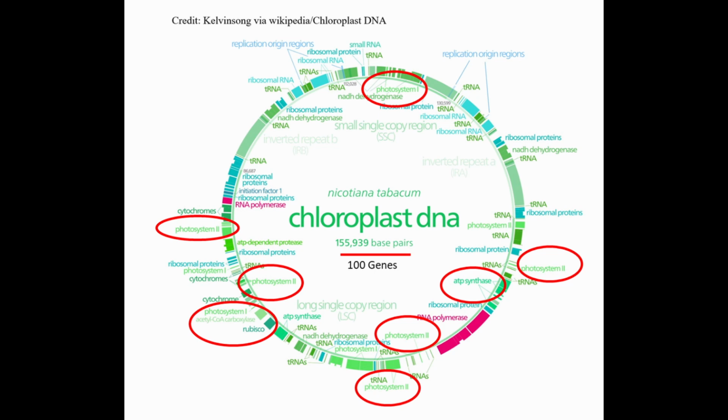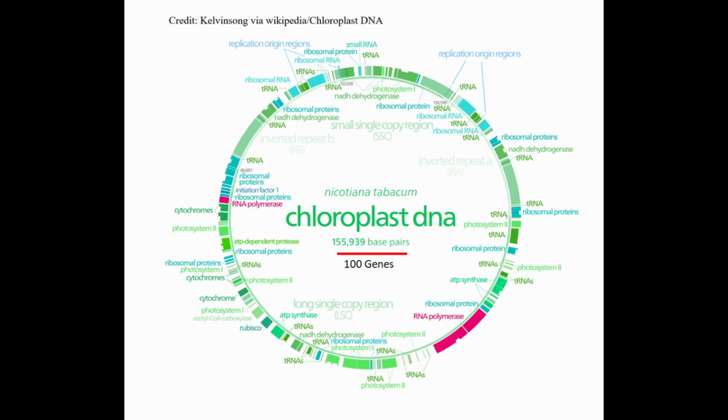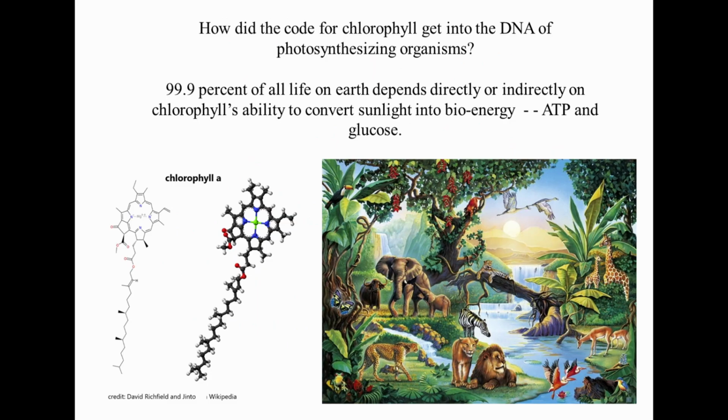As both photosystems use chlorophyll, I can assume that chlorophyll is coded for in these photosystem gene sequences. Or at least the proteins that manufacture chlorophyll are coded for. If chlorophyll is coded for in these gene sequences, the question becomes, how did the code for chlorophyll get into the DNA of photosynthesizing organisms? This is a very important question, as 99.9% of all life on Earth depends directly or indirectly on chlorophyll's ability to convert sunlight into bioenergy, ATP and glucose.